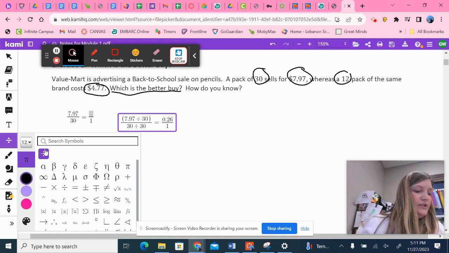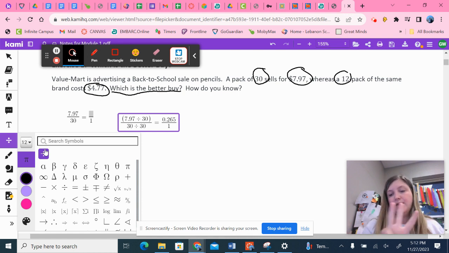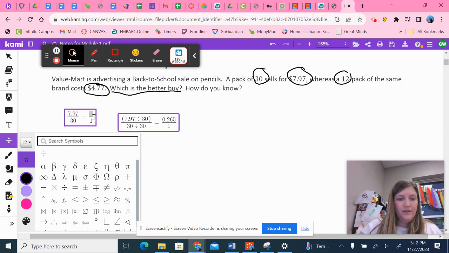Okay, we're going to say 0.265. Let's leave it at 3 decimal places. That'll be easier. That'll just be better. Okay, so that's the first one. So our answer here is 0.265 cents.